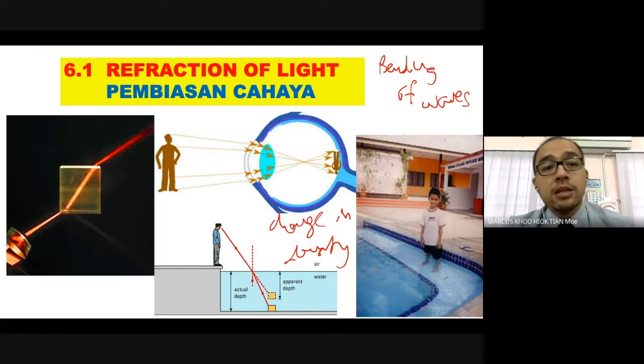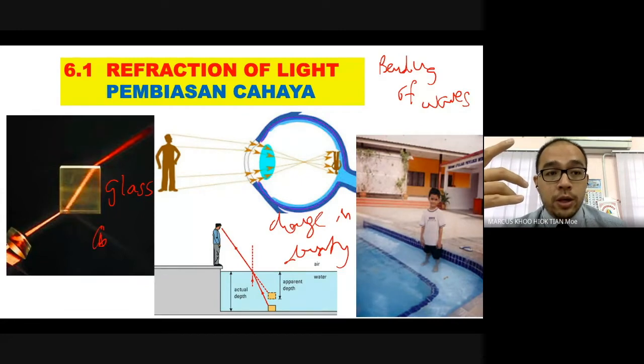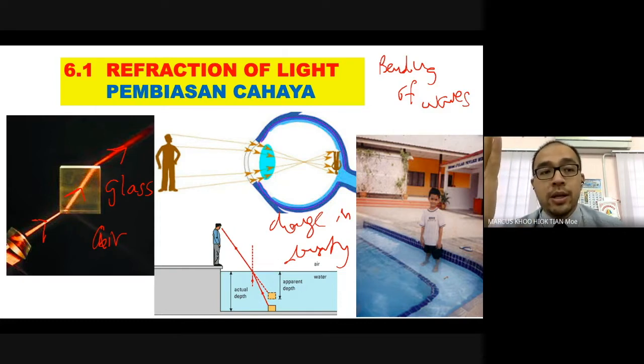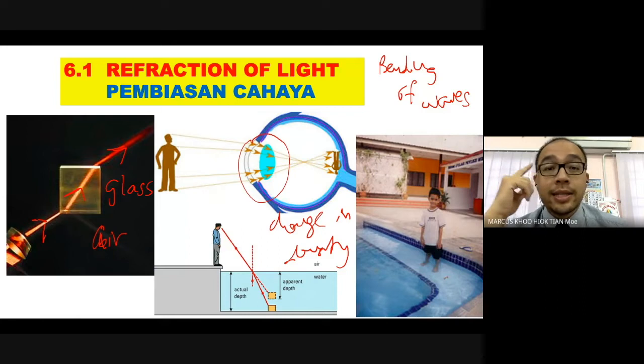But in the case of light, when we talk about density, we're talking about, for example, a light that is shining into a glass block. Usually we are talking about changing from air into glass, and then from glass into air. So when light moves from air into glass, it changes direction. And then when it moves from the glass to the air, it changes direction again. Another application that we see of this is in lenses. So the specs that you wear is actually an application of the refraction of light.